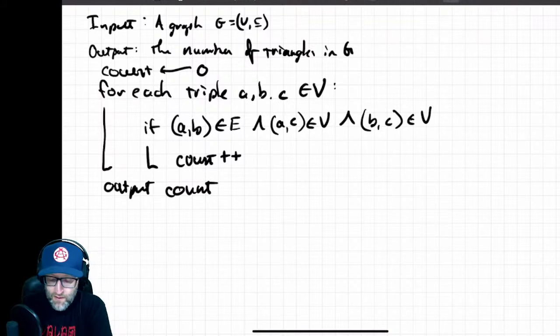and I'll simply just output the count. Right? That's all you need, right? All you're doing is iterating over every single triple. We know how to do that because we can use that other algorithm that we developed to generate combinations of 3 from a set of size n.